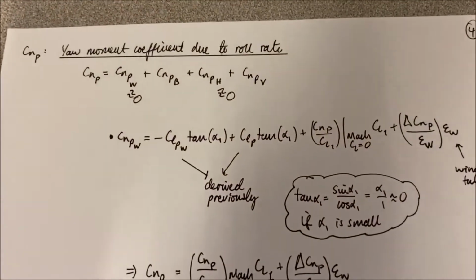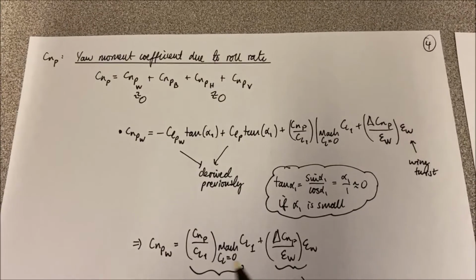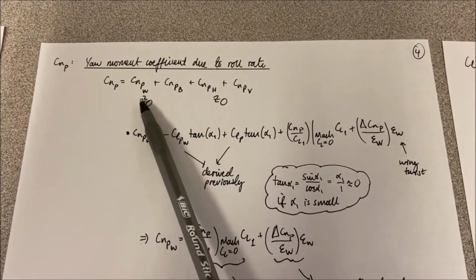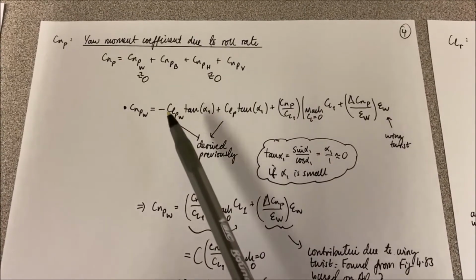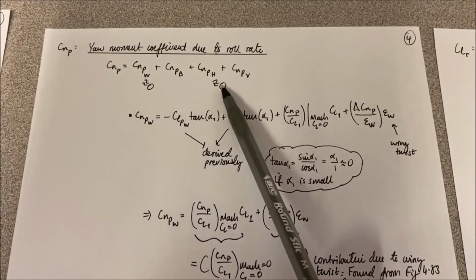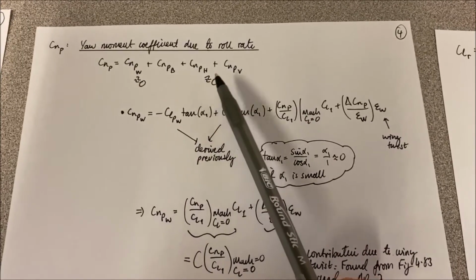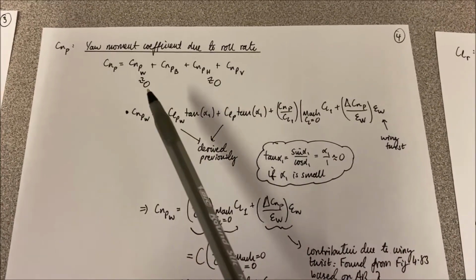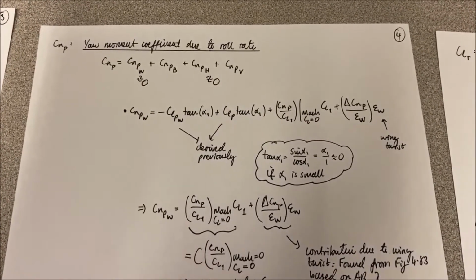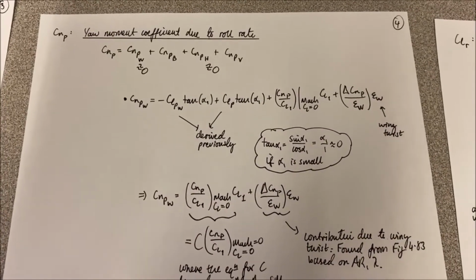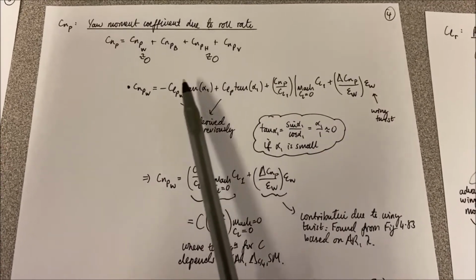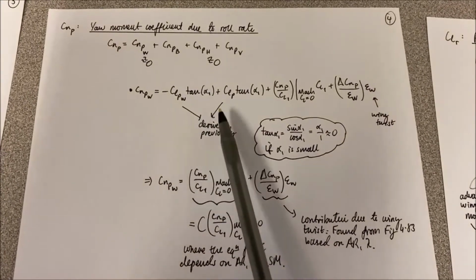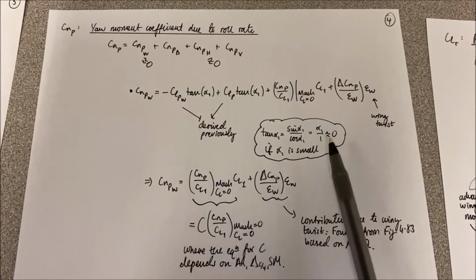So next, let's consider the yaw moment coefficient due to roll rate. Again, we split that up into coefficients associated with the wing, body, horizontal tail, and vertical tail separately. The contributions from the wing and horizontal tail can be considered negligible, so that leaves the contribution from the body and the vertical tail to be considered separately.